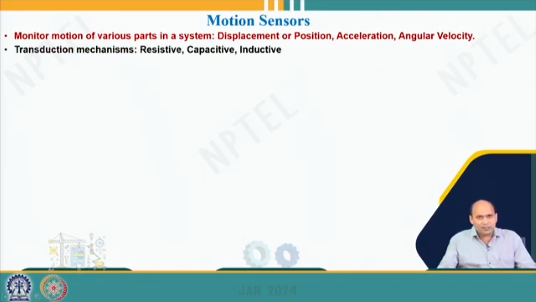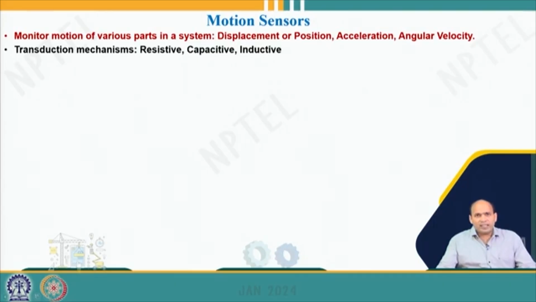Now, let us see what transduction mechanisms are available. Essentially, what do we mean by transduction mechanism? Suppose that motion, either displacement or angular velocity or accelerations, these are essentially mechanical quantities, is not it? Now, as we told earlier, whatever physical parameter we want to measure, ultimately we have to convert it into some electrical quantity, or more precisely voltage or current form, and then it needs to be further converted into a digital signal, right. So, how to convert this mechanical quantity or parameter into the electrical domain?